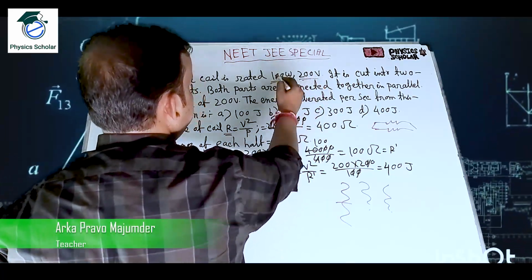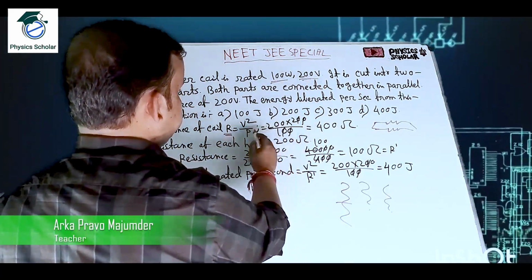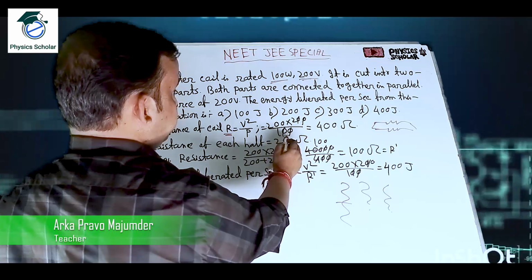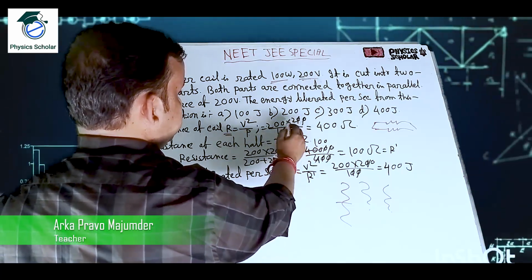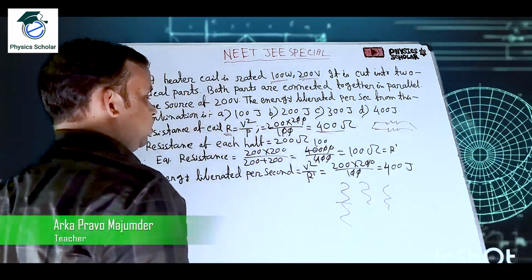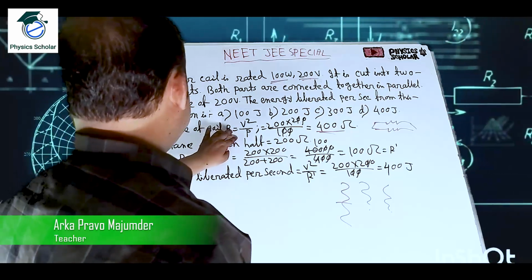200 is the volt and W is the power. So R equals V square by P, 200 into 200 divided by 100. So 2 zeros are cancelled, and it is 400 ohms. Clear? 400 ohms is the resistance of the coil.